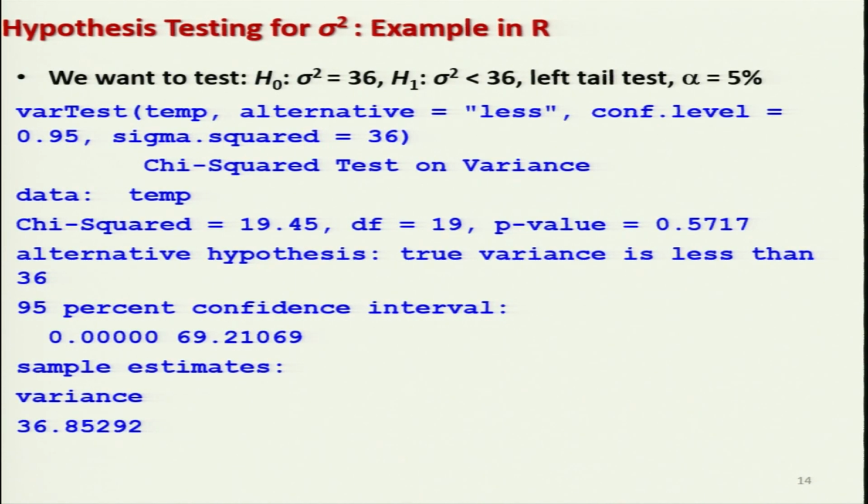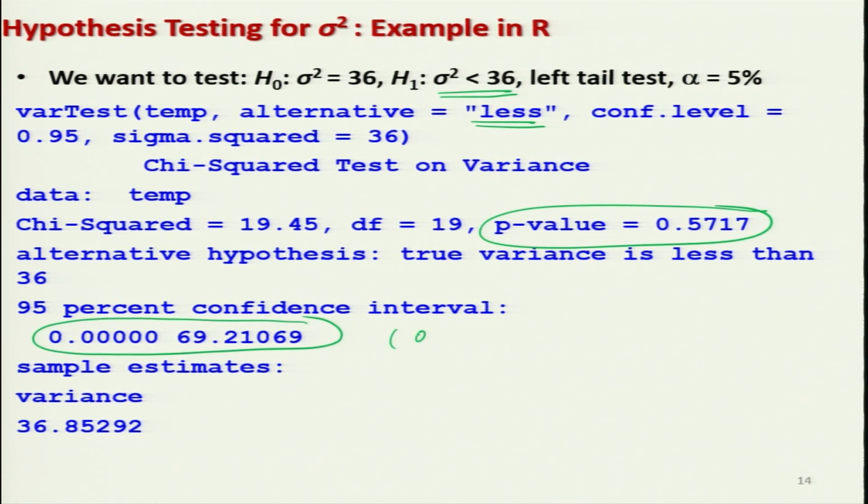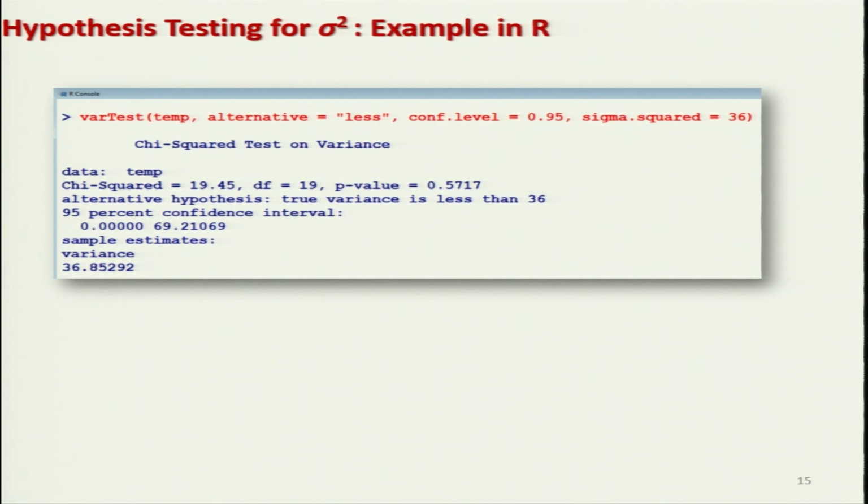Now, once again I change the alternative hypothesis to sigma square is smaller than 36, and in this case the earlier command remains the same, only the alternative is changed to less, and you can see the p value is now 0.57 and the 95% confidence interval is from 0 to 69.21. This starts from 0 because you know that a chi square variable always takes positive values greater than 0. You can see once again that the sample variance 36.85 is also lying inside this confidence interval without any problem, and this is the screenshot of the same. So, I believe that now you can execute these things on the R console without any problem.